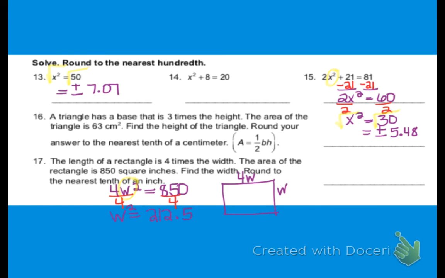And then in order to find out what w is, we're going to take the square root. And the square root of 212.5 is approximately 14.577. And they wanted us to round it to the nearest tenth. So that would be about 14.6 inches.